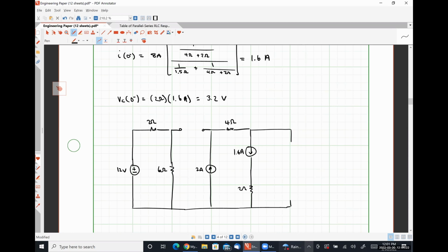What do we do with our capacitor? Voltage source, right? Because for a capacitor, the voltage drop cannot change abruptly. So we're going to replace our capacitor with a voltage source whose magnitude and polarity is the same as VC at 0 minus. 0.2 volts.